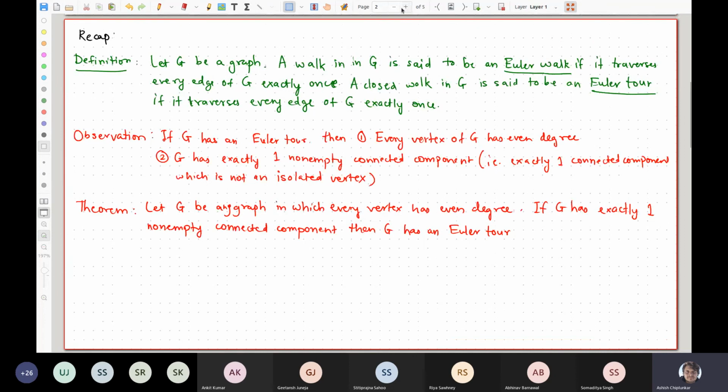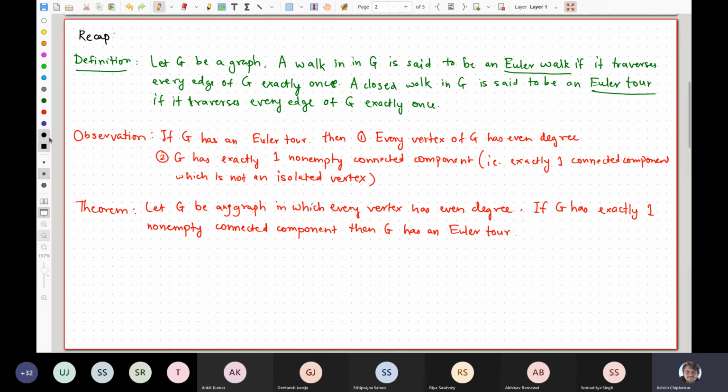Okay, so quick recap of what we did last time, and let's just quickly finish this off. So we defined the notion of an Euler walk and an Euler tour. It's a walk or a closed walk which covers all the edges. And in the last class we determined the conditions under which a graph has an Euler tour. So we said that the graph must have exactly one non-empty connected component, and everything else can be isolated vertices. And moreover, every vertex has even degree. And remember, this was a necessary and a sufficient condition, so we did the proof both ways. One way was easy, so we just stated it as an observation, and the other way was a theorem.